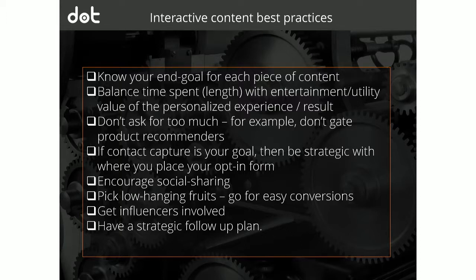Pick low-hanging fruits. We discussed earlier 22 ways to repurpose content. So go with what you already have. Start with that instead of going for a gigantic new project. Go for something that you can already achieve. Test it out. See how it works out. And go for those easy conversions, those easy low-hanging fruits.